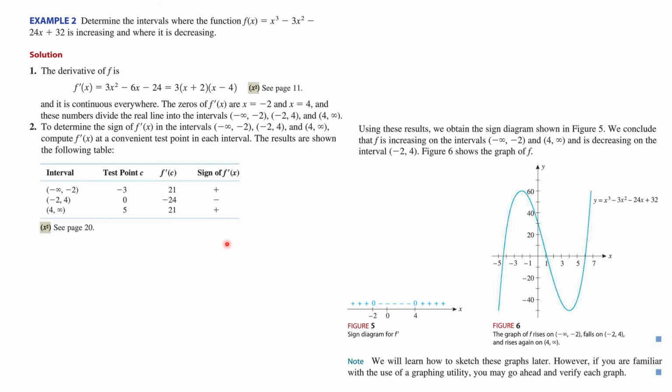So that tells us that f is increasing on this interval, and decreasing on this interval. So you see it is increasing up to here, decreasing from here to here, and increasing from there on. And we're going to use this to sketch graphs later.